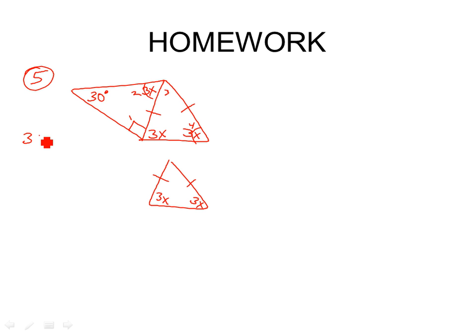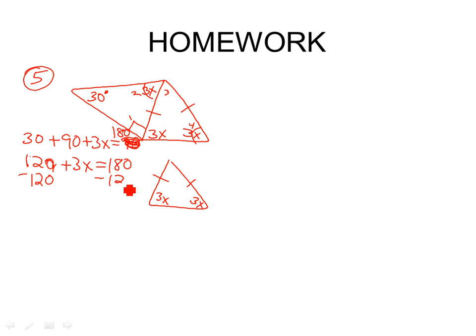All right. So 30. That's what I had though. I believe you. You were just not telling me the way that you got it. Plus 3x equals 180. Minus 120. So 3x equals 60. Divided by 3 equals 20. X equals 20.